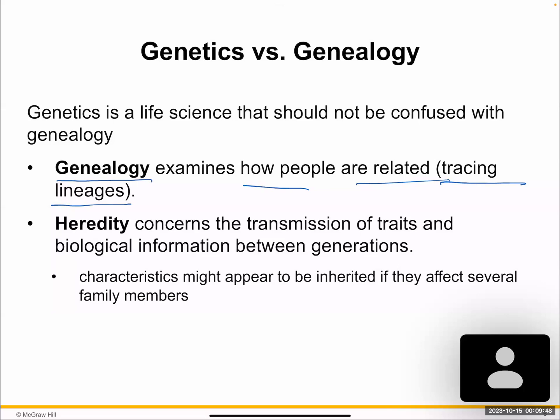And as I have used the word heredity a few times, that concept of heredity is about how genetic information and traits are transmitted from one generation to the next, and also how those characteristics might appear as they get inherited or passed down to the next generation. Is it going to affect one member or multiple members?